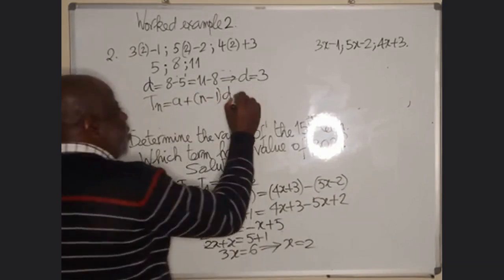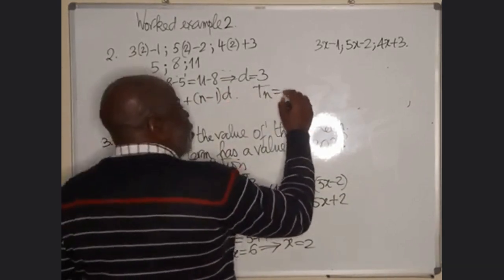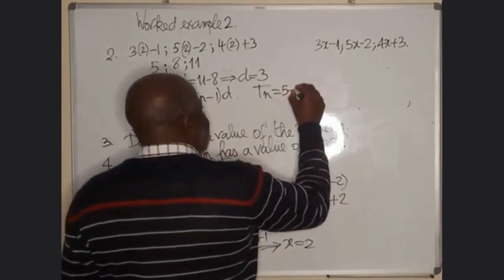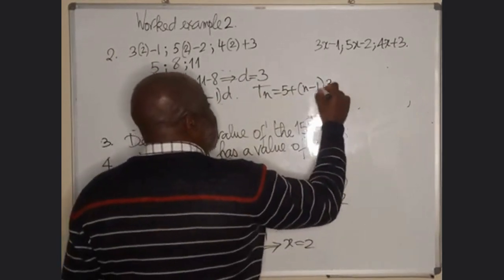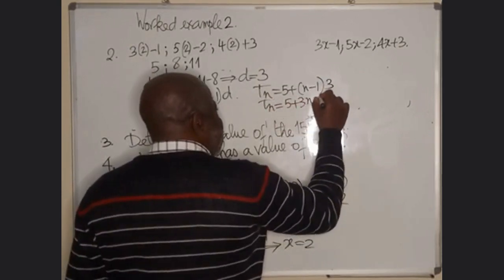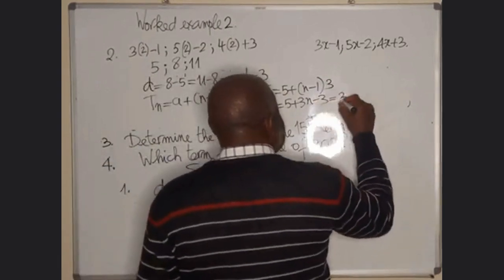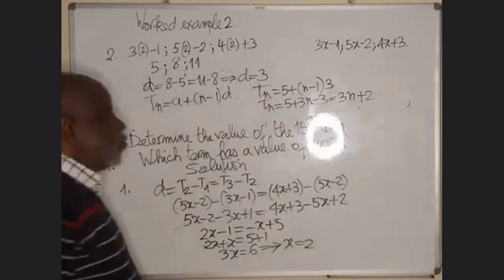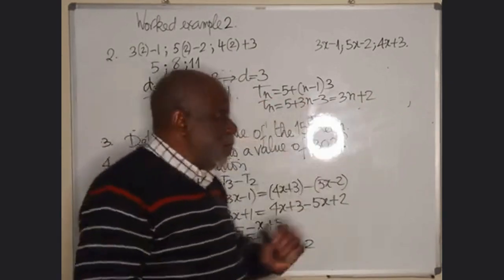We're going to replace A by 5 because 5 is the value of the first term, 5 plus n minus 1, and our common difference is 3. Tn will be equal to 5 plus 3n minus 3, and we will get 3n plus 2 because 5 minus 3 we get 2. This is our general term.